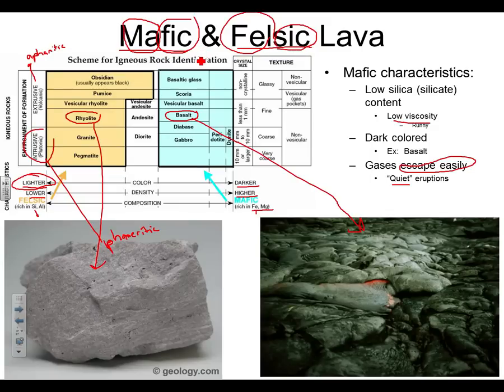If you think of the names, you'll remember. The high silica, high viscosity, low viscosity, dark colored, light colored, gases trapped, gases escape, quiet eruptions, violent eruptions. Okay, you can kind of put it all together with that. That's it for our main introduction.